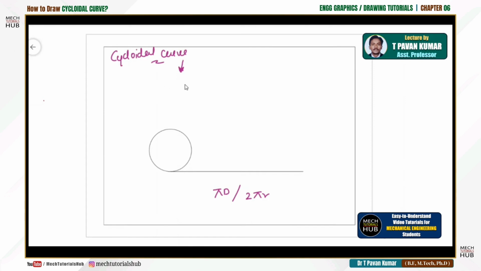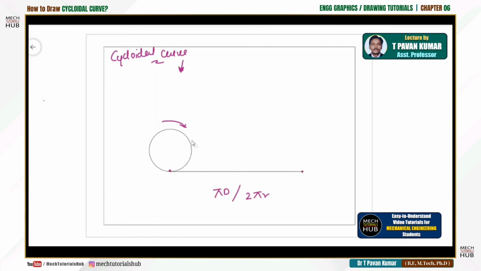Coming to a cycloidal curve, let me define. This particular curve is traced by a point on a circle being rolled along a straight line. Let us imagine that this particular circle has to roll something like this, and it should travel on this particular line without slipping on either side. It has to travel till the end point. Let us imagine this as the start point, this as the end point.